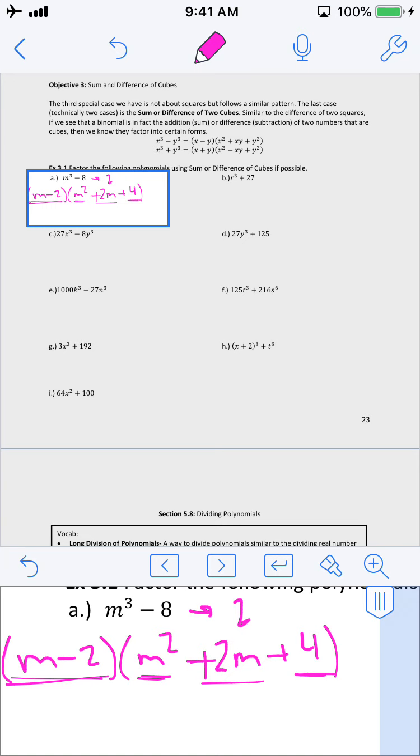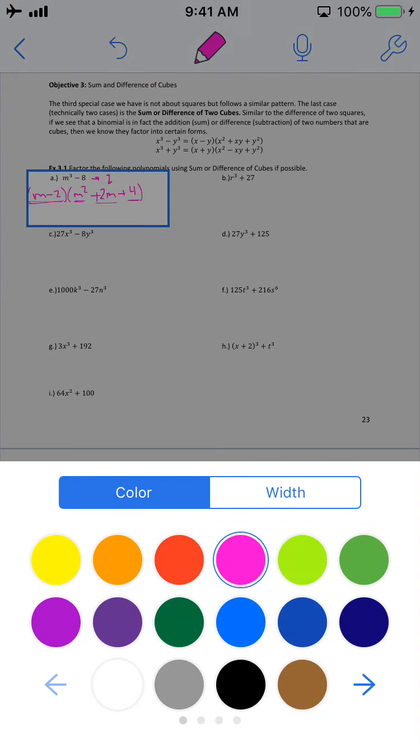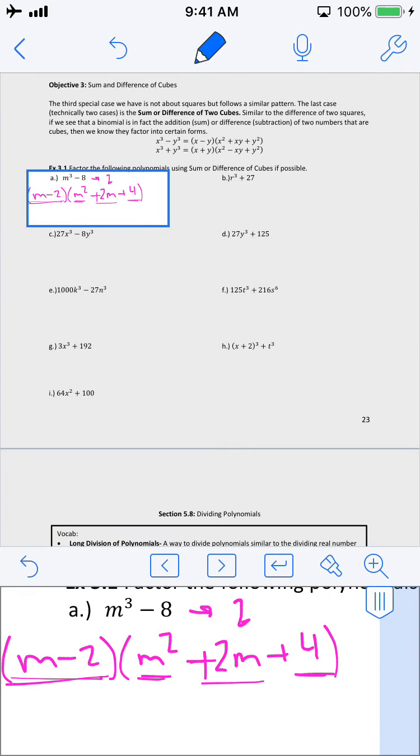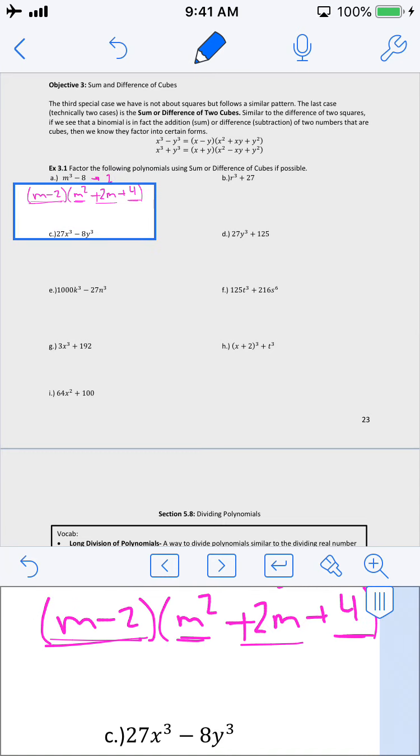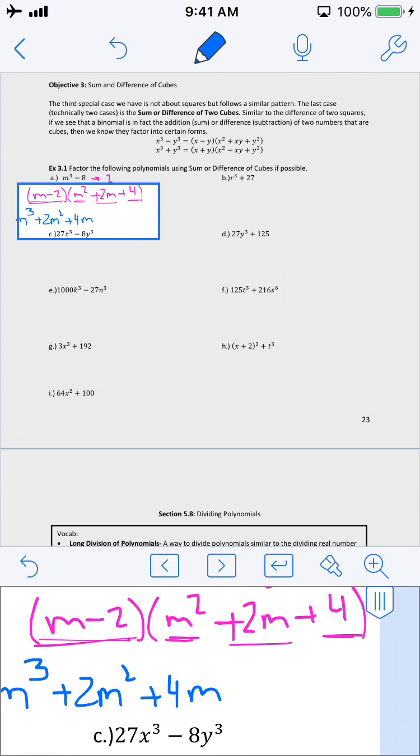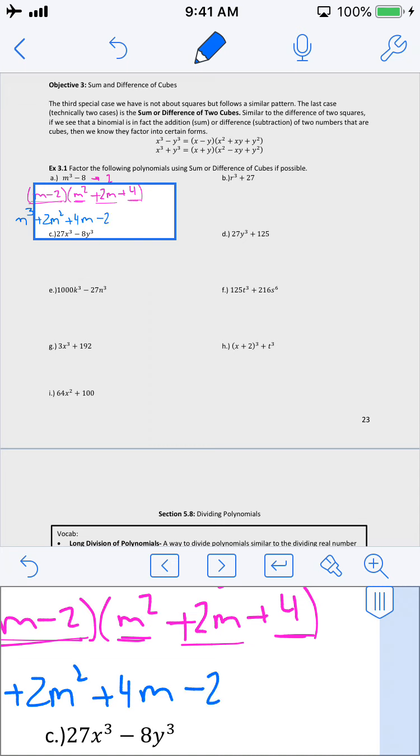Why is this the factored form? Let me show you why. Because of the multiplication. This is the undoing of the multiplication. So if I were to multiply this whole thing out, I would start by multiplying the m to everything. M cubed plus 2m squared plus 4m. And then I would multiply the negative 2 to everything. Negative 2m squared minus 4m minus 8.